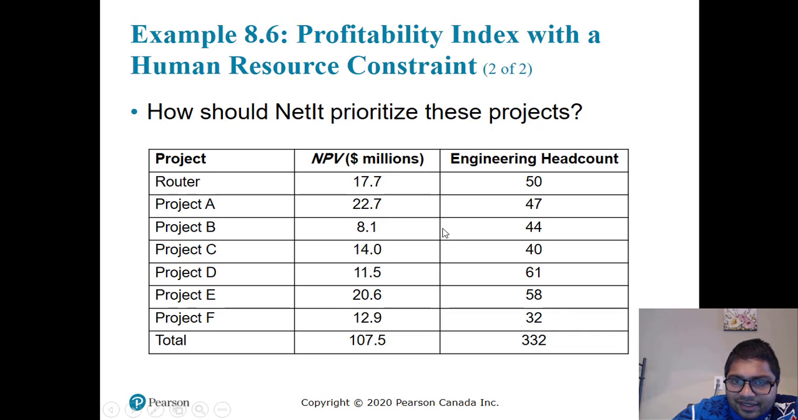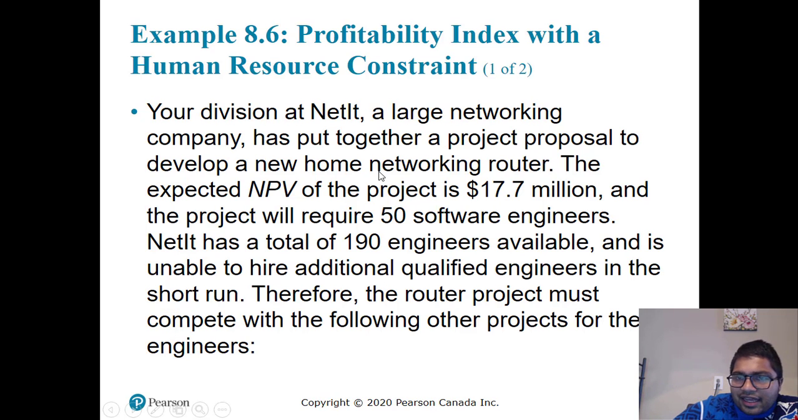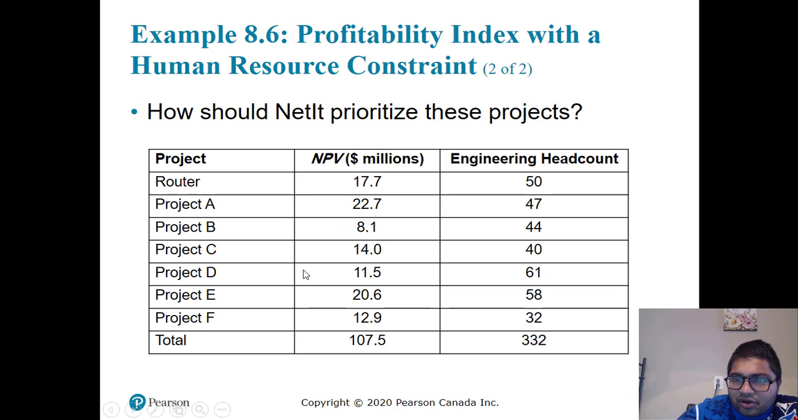So these are the projects, NPV, and these are the engineers. So this is the cost. The number of engineers you require is the cost. It's the resource, right? NPV is the profit. So how do you do that? You calculate the profitability index. So NPV divided by cost. So 17.7 divided by 50, 22.7 divided by 47, 8.1 divided by 44, 14 divided by 40, and so forth.